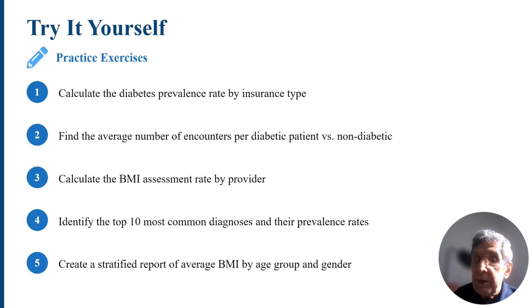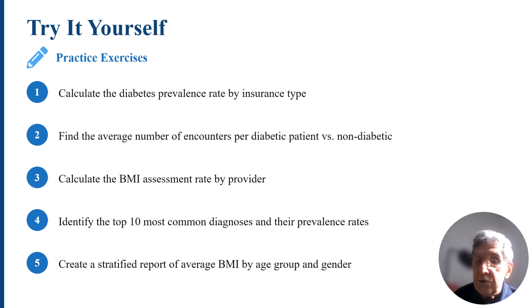Exercise 3, calculate the BMI assessment rate by provider. And this takes the BMI measure from slide 16 and adds a group by on provider so you can see which providers are documenting BMI consistently and which aren't. Fourth, identify the top 10 most common diagnoses and their prevalence rates. This uses count with a group by on ICD-10 code and order by the count descending and limit to 10. For prevalence, you need to divide by the total patient count.